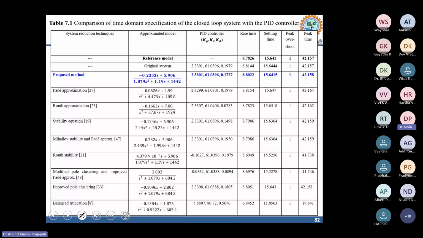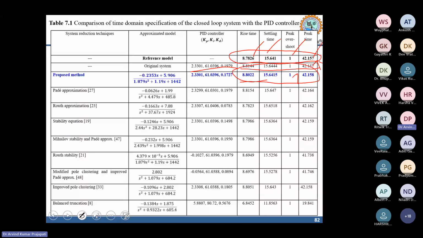So here the original reference model is this. Our desired parameters are: rise time should be this, settling time should be this, peak value should be this, and peak time should be this. If you design the controller by using the original system, you get approximately the same response. And if you design the controller by using the proposed method, you also get the same response.